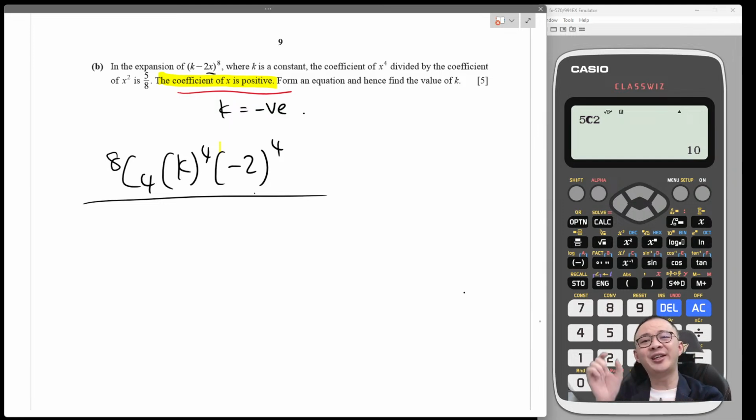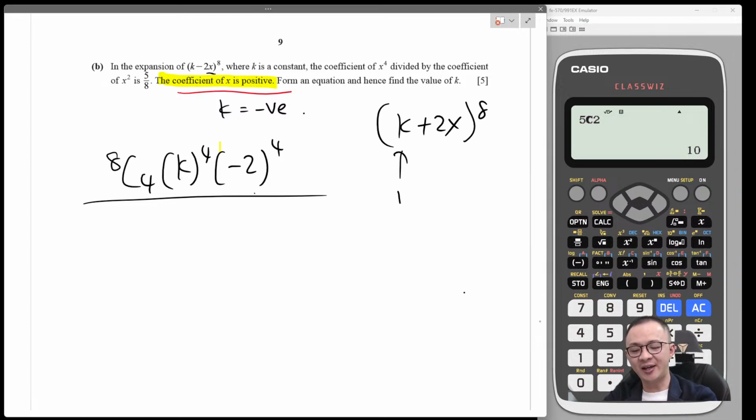In order to get every term also, the coefficient of every x power 1, x power 2, x power 3 are always positive. Then in these cases, k must be negative. Unless today is k plus 2x power of 8, then in order to get positive coefficient, then k must be positive. You get it? Yeah, it's very depend on the question.